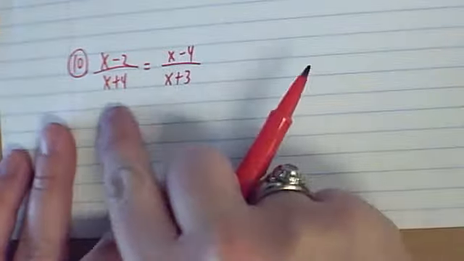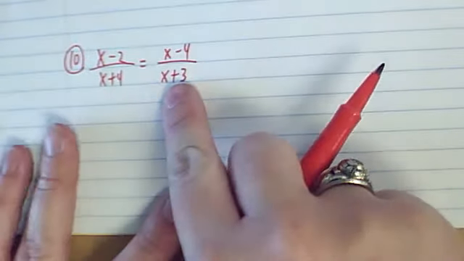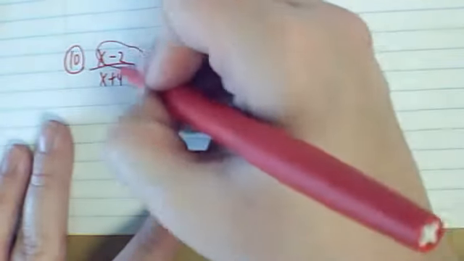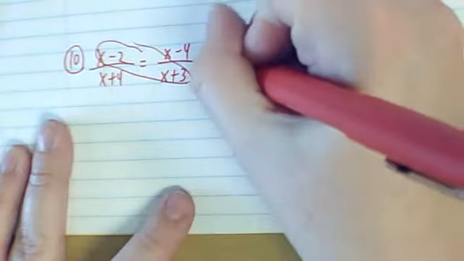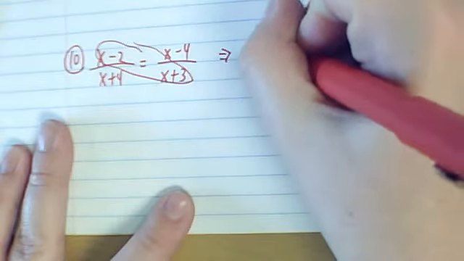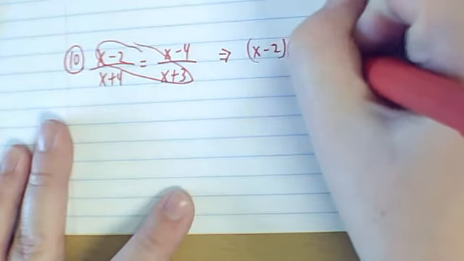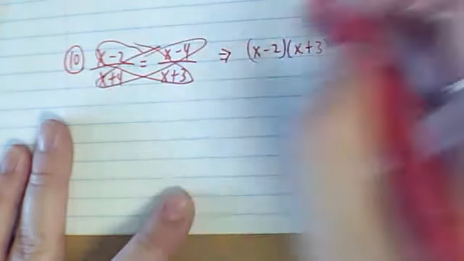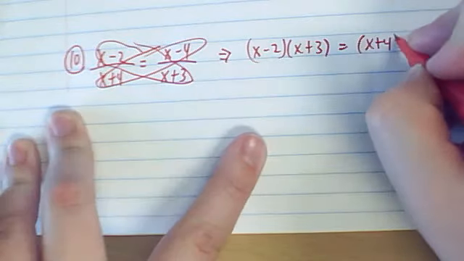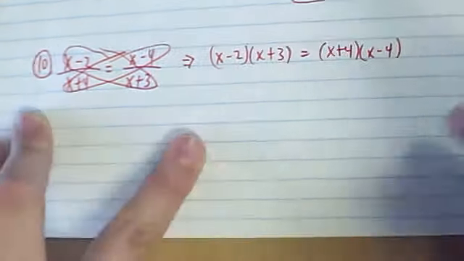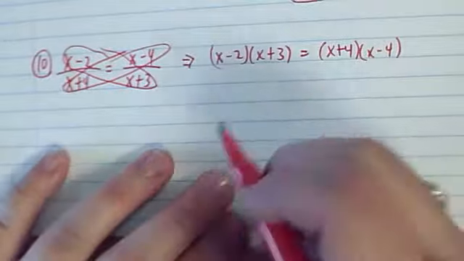When you have a rational equal to a rational and we're solving, we're going to cross multiply. So I'm going to have x minus 2 times x plus 3 equals x plus 4 times x minus 4. Once we get here, we need to FOIL both sides.